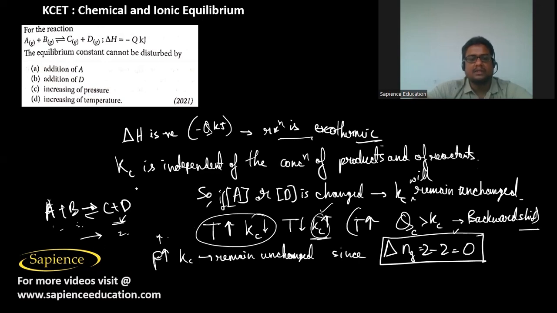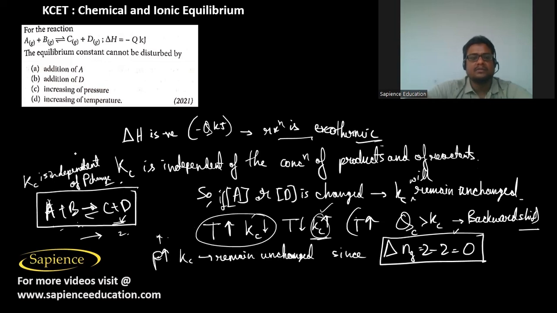So there is no change in the number of moles. So the equilibrium constant of the reaction will be independent of the change in pressure. So Kc is independent of the pressure change. So it means options A, B, and C are all correct here, since if we add A, if we add D, and if we increase pressure, then the equilibrium constant will remain unchanged.